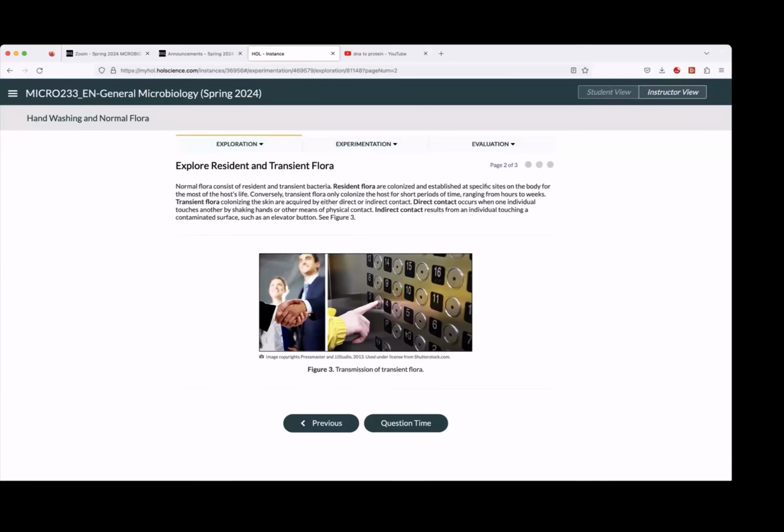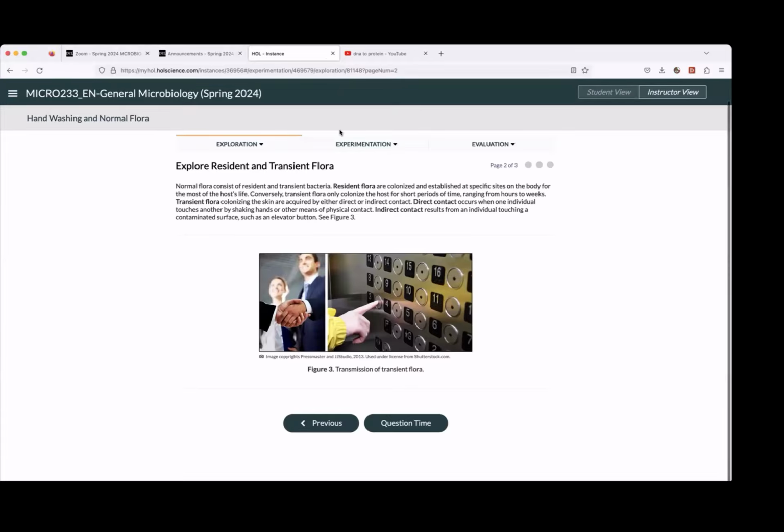So you can see here resident and transient flora. Resident flora is the flora which is always living on our body. However, transient means it comes to our body, but it's not about good or bad flora, but they have found that sometimes good bacteria are also present on our body. Transiently means they come and go. So that's the meaning of transient flora.